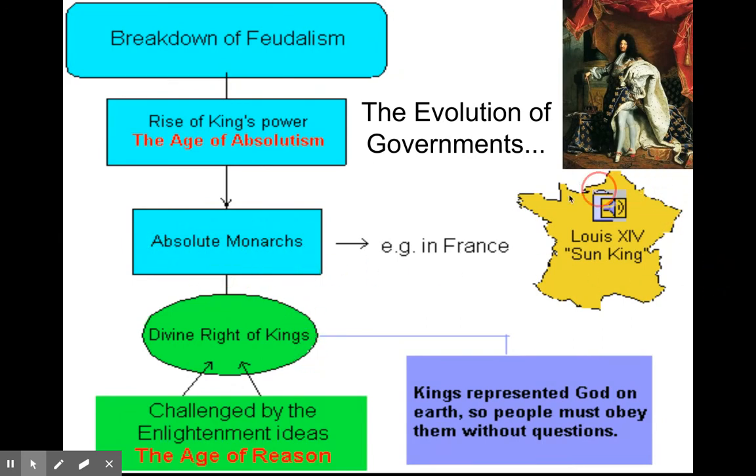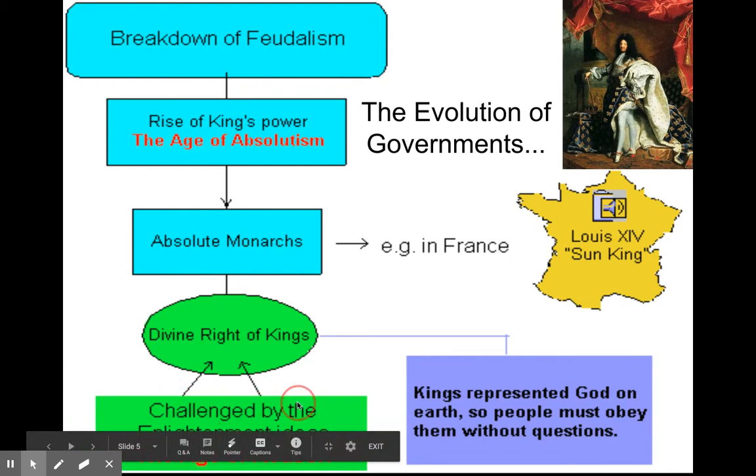The best example would be Louis XIV, the Sun King, who ruled during the 1600s, during the scientific revolution, but also partway into the Enlightenment era. I mean, Louis XIV died in the early 1700s, so you can see this crossover. Louis XIV would have said that he got his right to rule by the Lord, by God himself, the divine right of kings, okay?